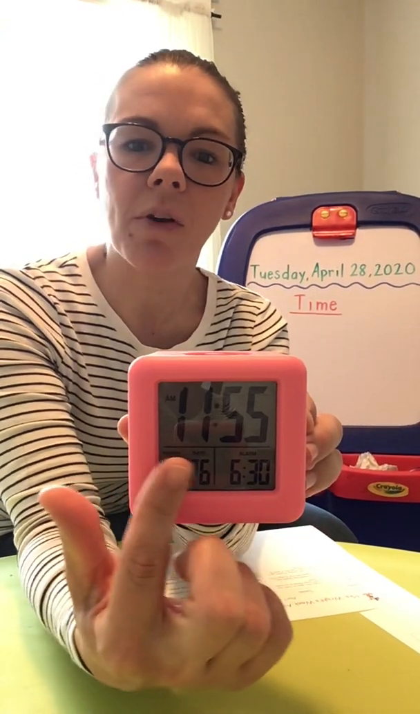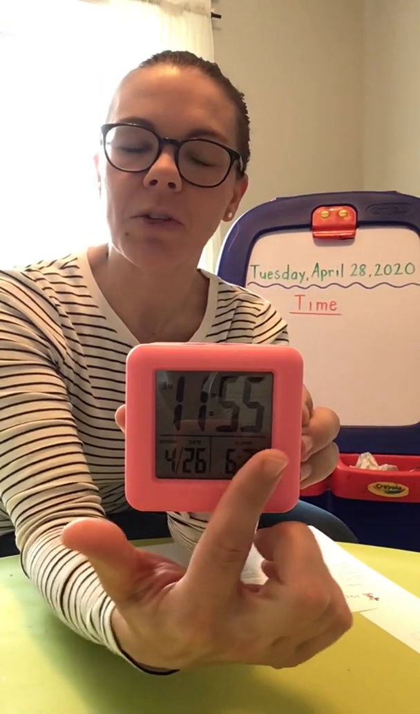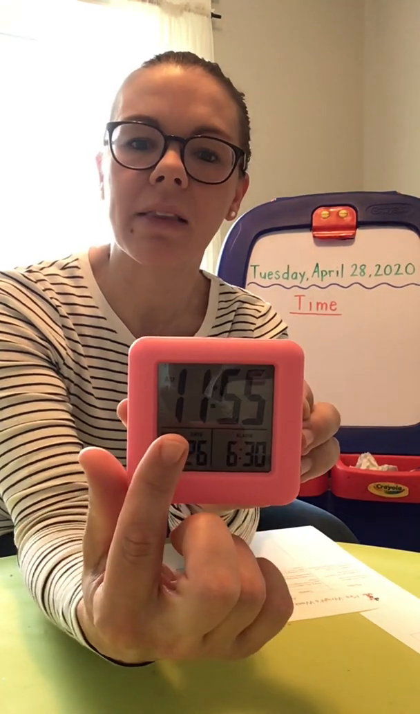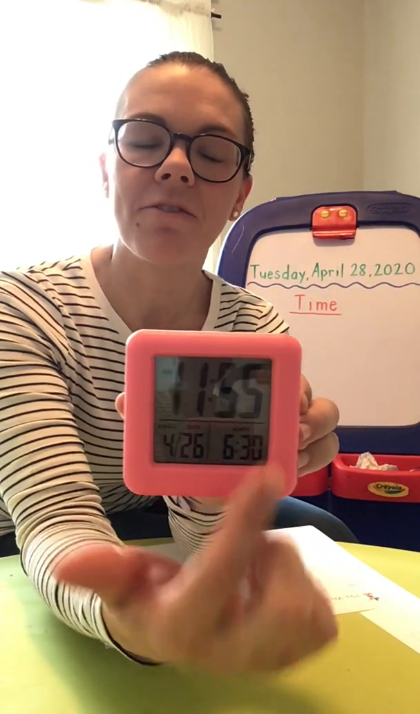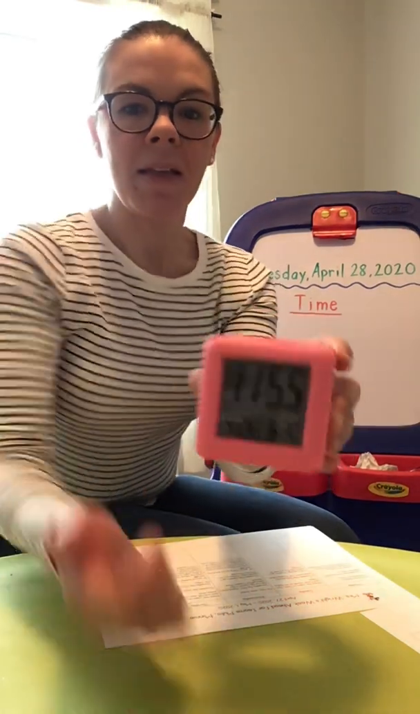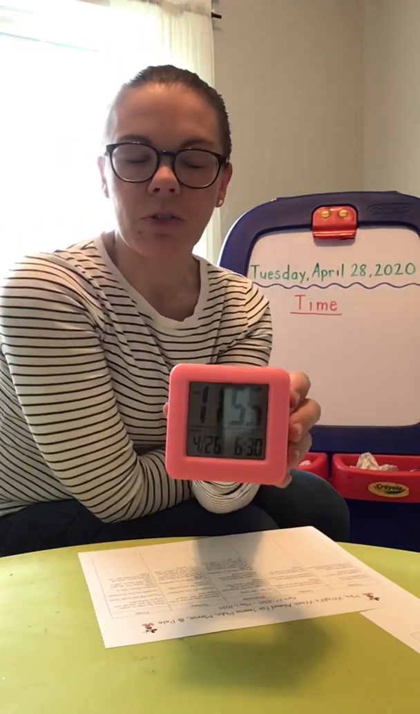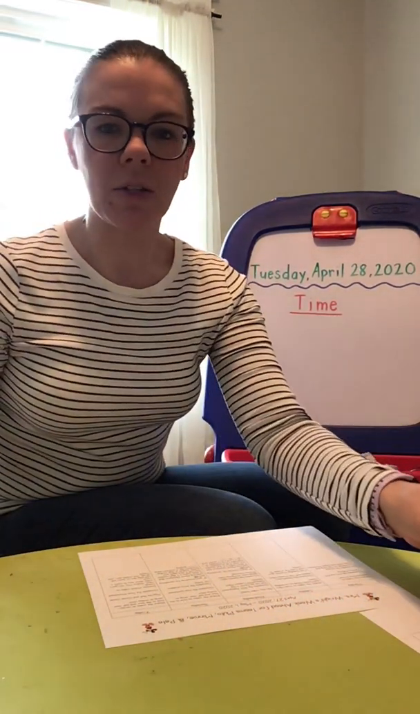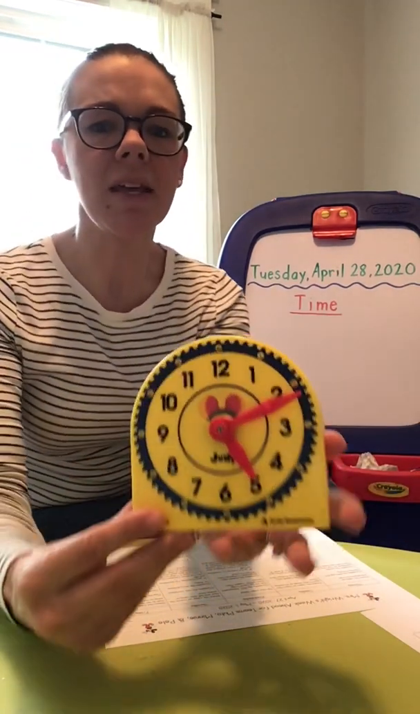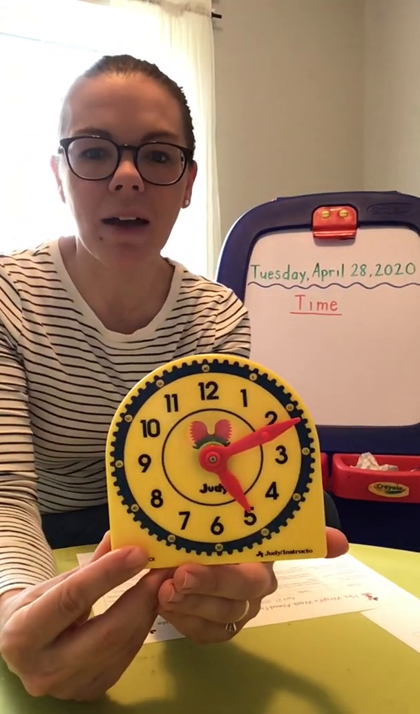You have the hour over here, and you have the minutes over here. So we read this as 11:55, all right? A lot of you know how to read a digital clock. This one is a little different. This is an analog clock, okay?